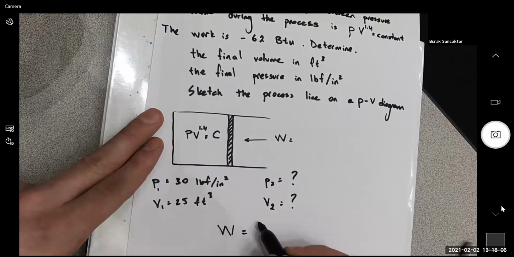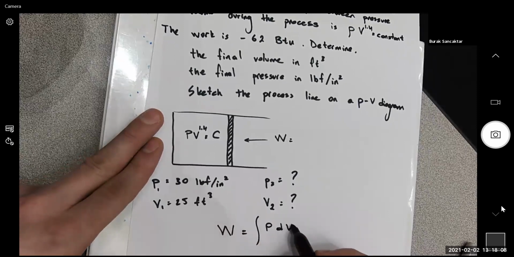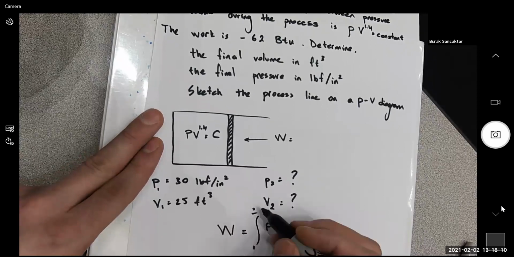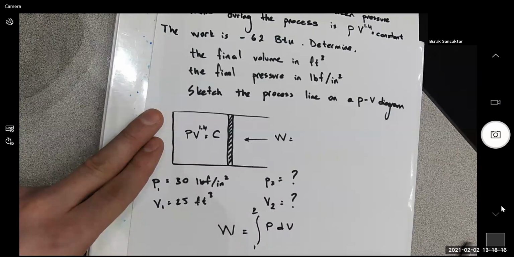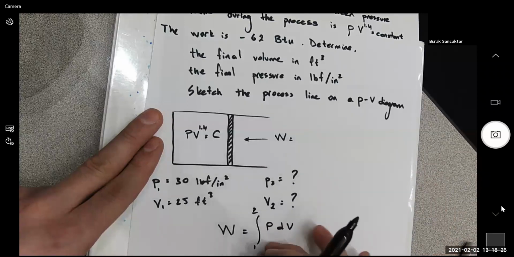I know how to find my work, right? The integral of P dV from state 1 to state 2. And in the problem, I know the relation between pressure and volume, which is P V to the power of 1.4 equals constant. If I take that and put it in my integral, I know the relation. Let's see what happens.